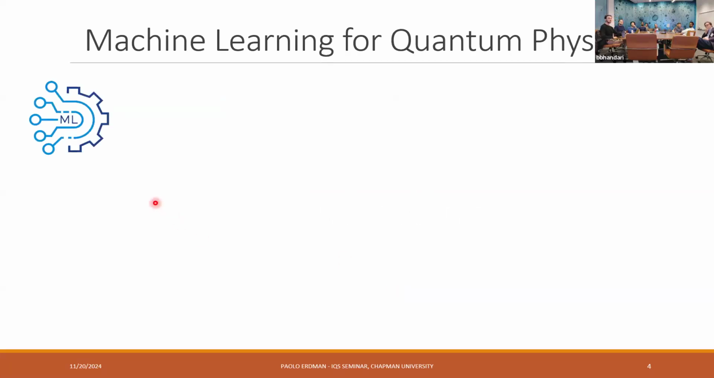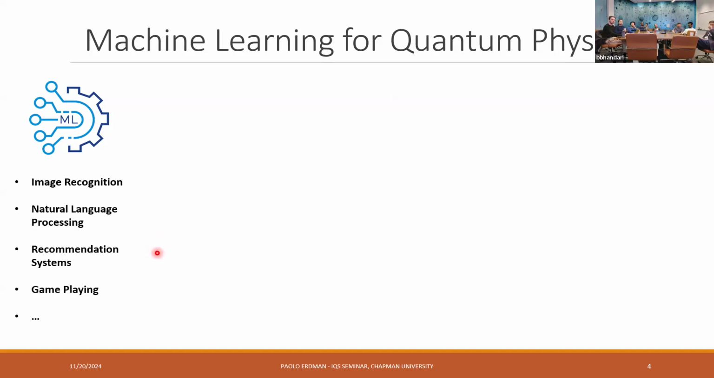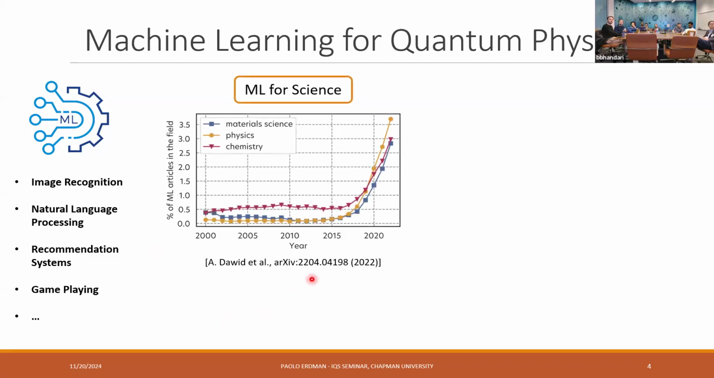I guess as you all know, machine learning has been really successful in a number of fields. For example, image recognition, natural language processing, such as ChatGPT or Gemini and all these new approaches. It's also been used a lot in recommendation systems or to play video games and so on. And what about science? In the last 6-7 years, it's been applied a lot in science. For example, in this review from 2022, they showed the number of papers that use machine learning in chemistry, physics, and material science. There's a sharp increase since maybe 2017, 2018.